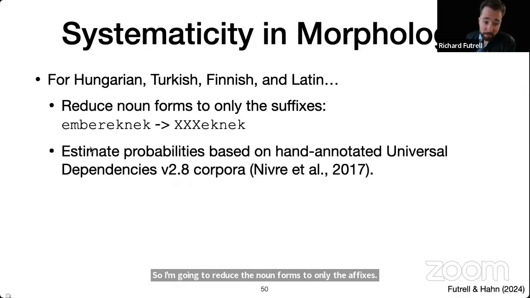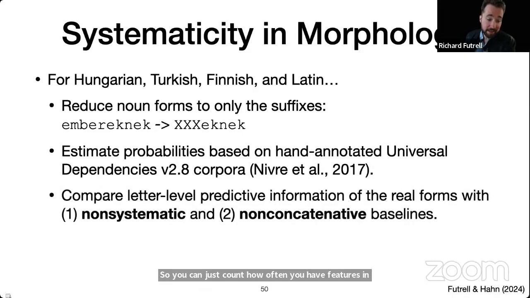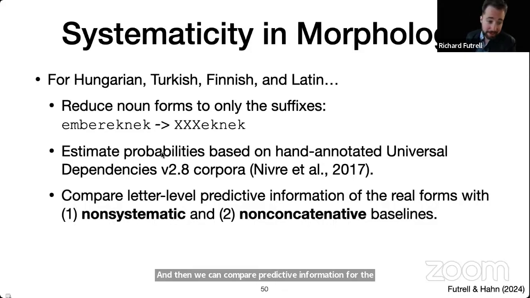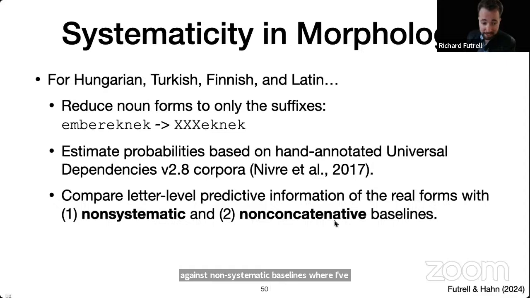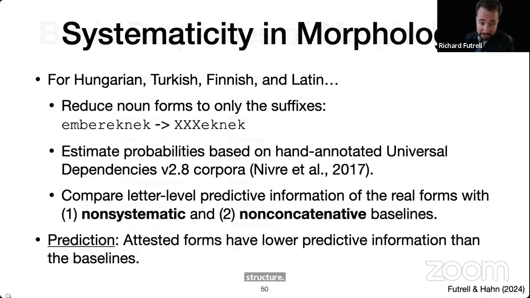You can estimate probabilities for the grammatical features underlying these forms simply from Universal Dependencies. Universal Dependencies is annotated for grammatical features, so you can just count how often you have features in Universal Dependencies. And then we can compare predictive information for the real systematic forms against non-systematic baselines where I've disrupted the systematic structure, and the non-concatenative baselines where I've disrupted the local structure. The prediction is that the attested form should have lower predictive information than these baselines.